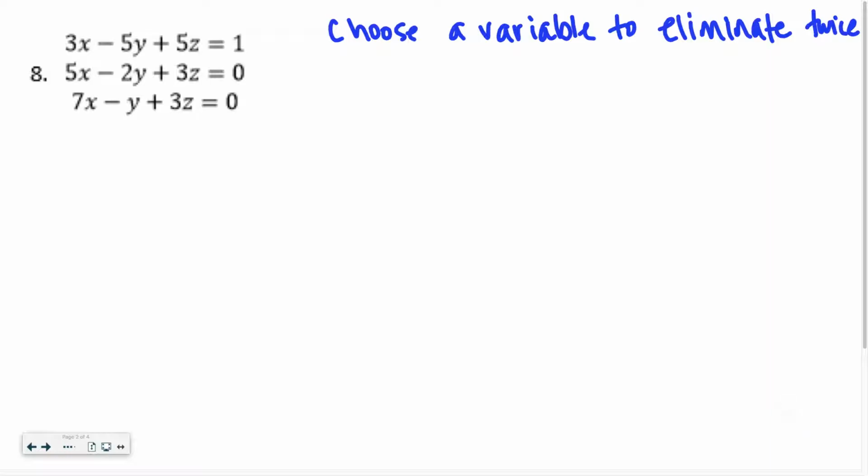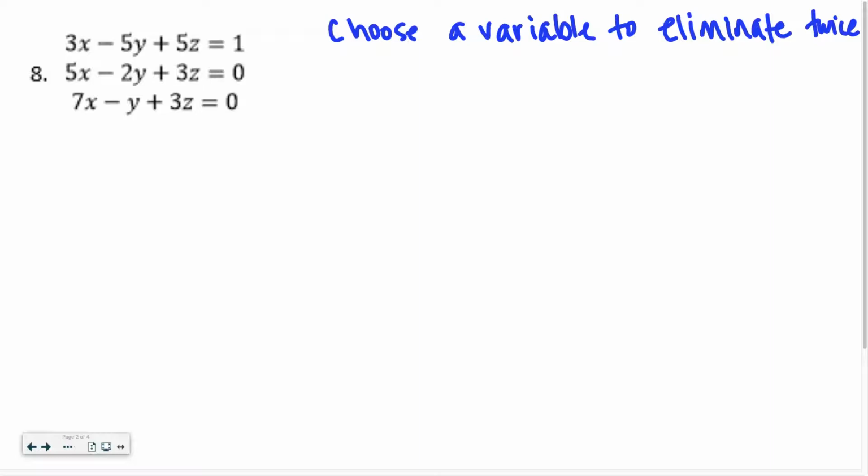Z is nice because these two are the same. Y is nice because we have a -1y, and it would be easy to multiply things to without having to multiply the other one. Okay? Doesn't matter which one you choose.